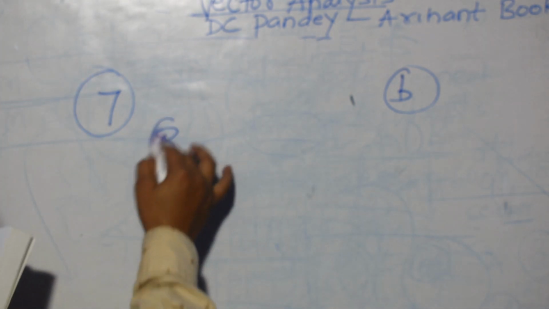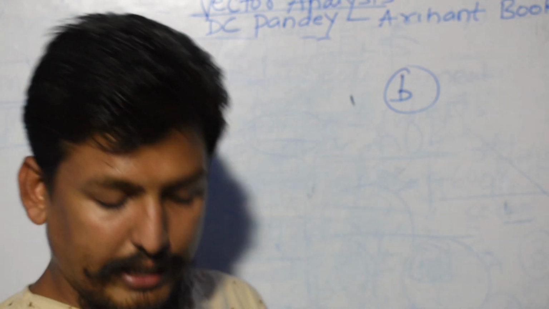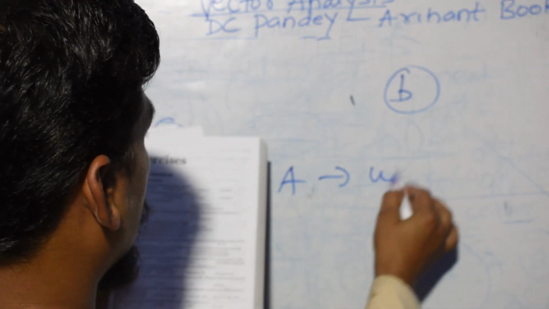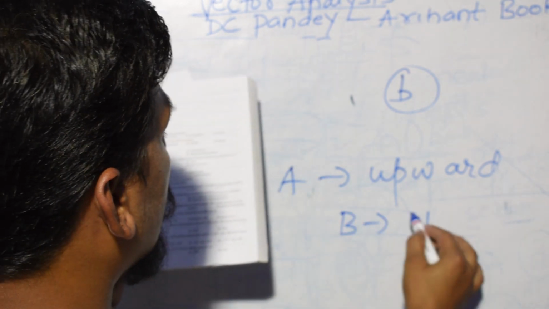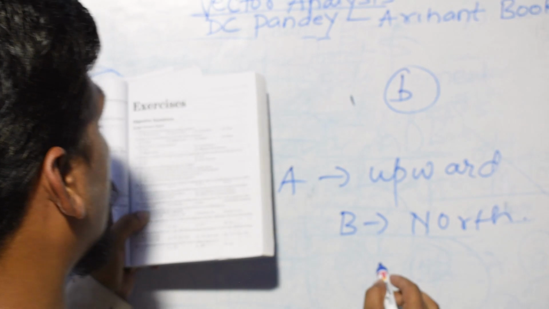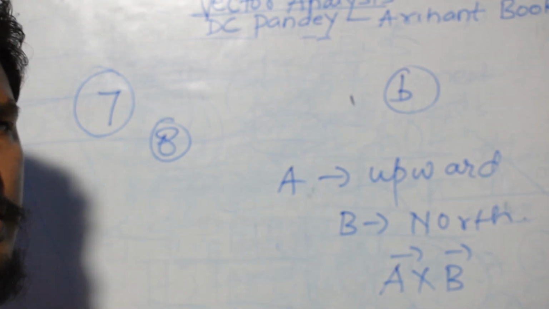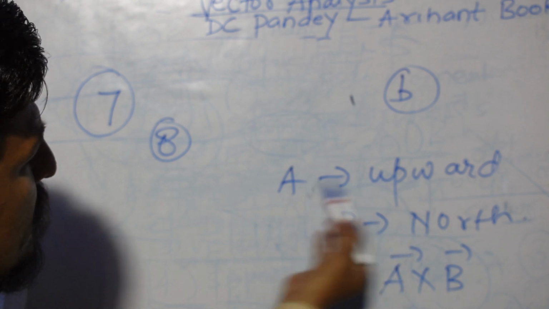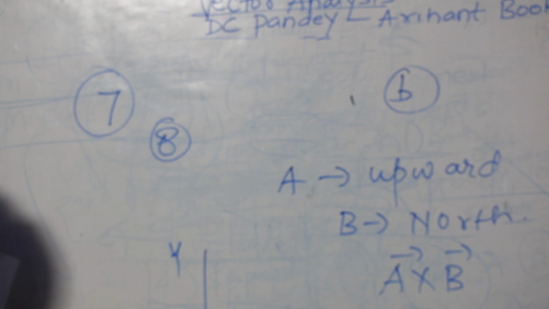Next we'll move to question number 8. Let's see. A vector A points vertically upward and vector B points north. What is the direction of A cross B? This is a little complicated, but not so. Let's see. The direction of A is upward. This one is the X-axis, this is the Y-axis, this is the Z-axis. This is I, J, K.